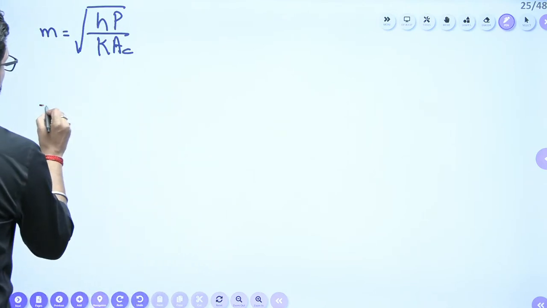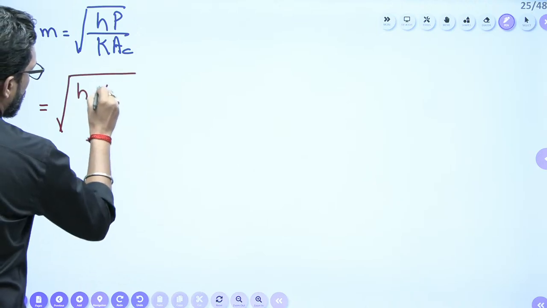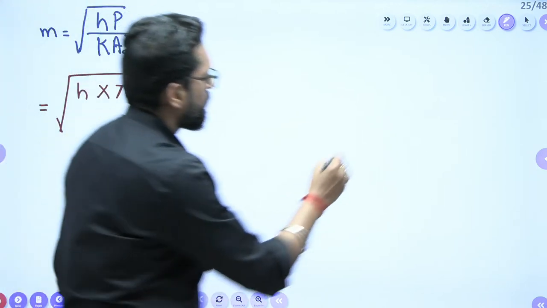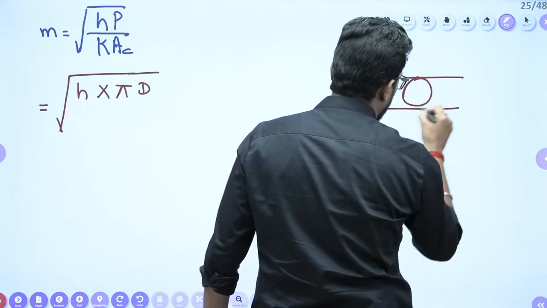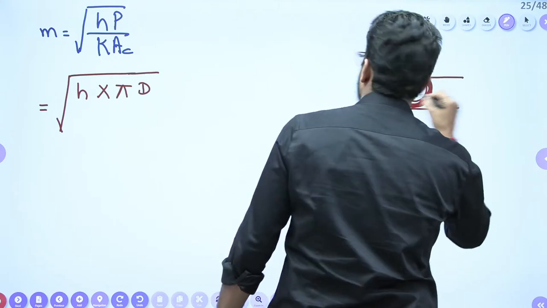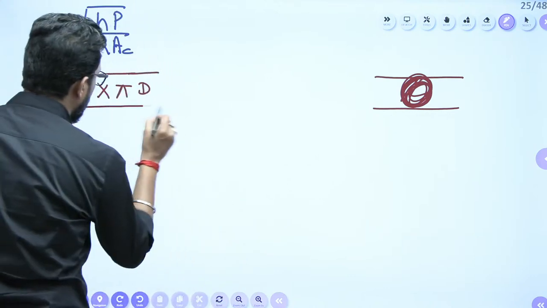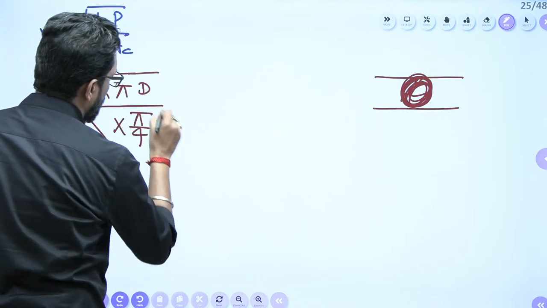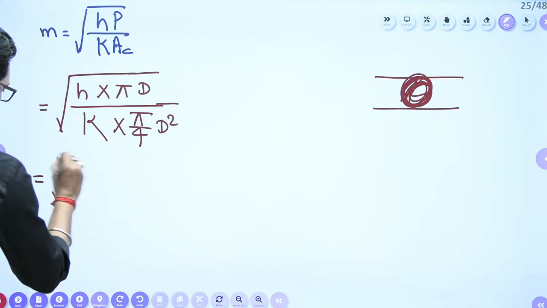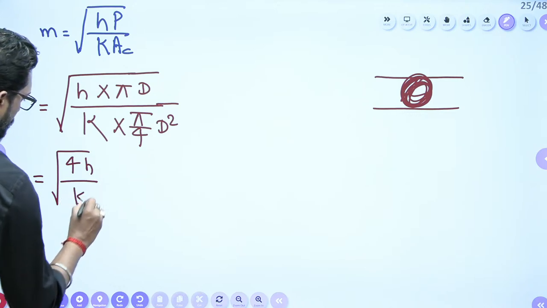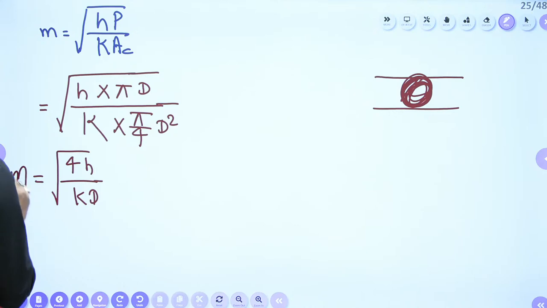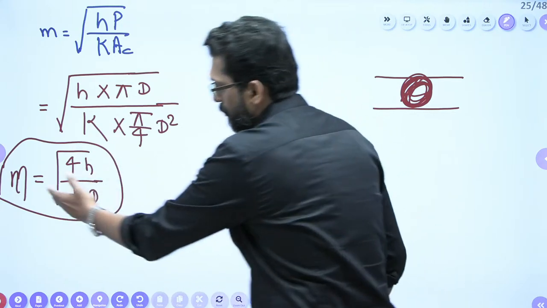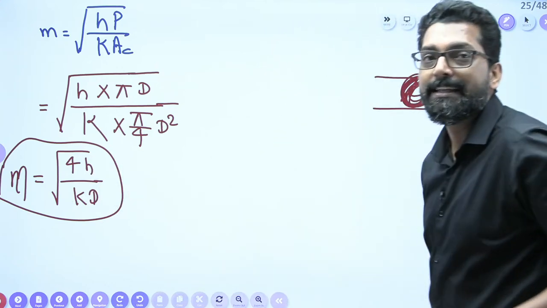First, perimeter. If there is a circle, perimeter is pi into D. Why? Because the fin has a circular cross section. So perimeter is pi D, divided by thermal conductivity of the fin material into cross-section area, pi by 4 D square. Now you arrange it: this is 4h by kD. My dear, I request you to remember this formula for the examination. Don't put extra effort to calculate this. The cylinder is a standard geometry. So for the cylindrical fin, m squared is 4h upon kD.